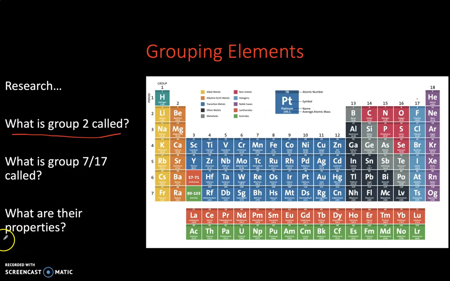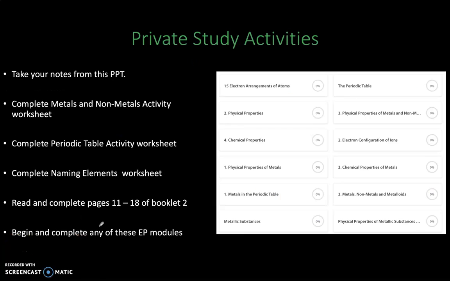And finally, what are their properties? This one you may need to do a little bit of Googling to figure out. How are they a little bit different to the other elements? I spoke a little bit about the halogens and why they are reactive. What other properties do halogens have? So hit the Googles and do a little bit of independent research.